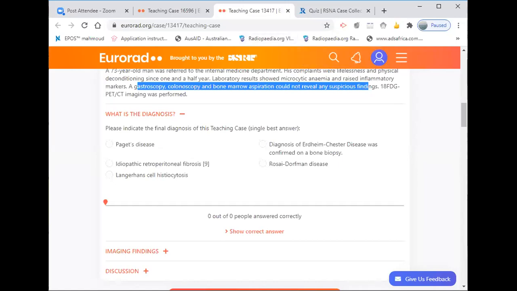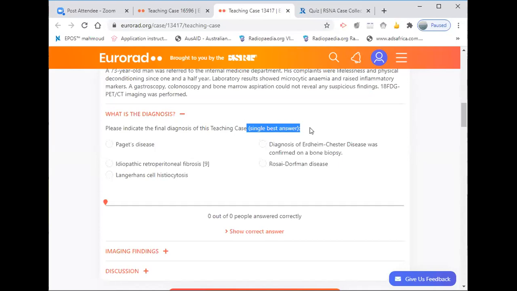So Dr. Nirmin wanted to, no, you have one choice. You cannot put more than one choice, it is a single best answer. So what would you like? Erdheim-Chester, sure. Okay, let's choose Erdheim-Chester.